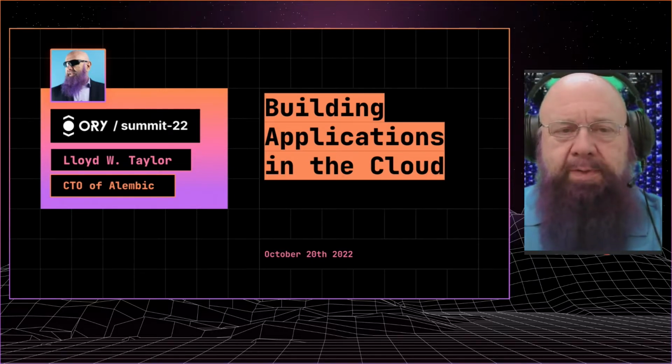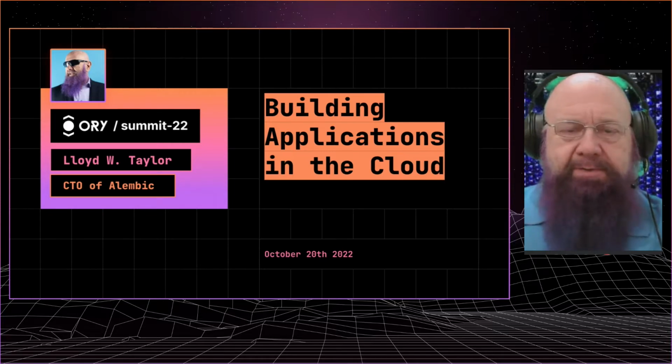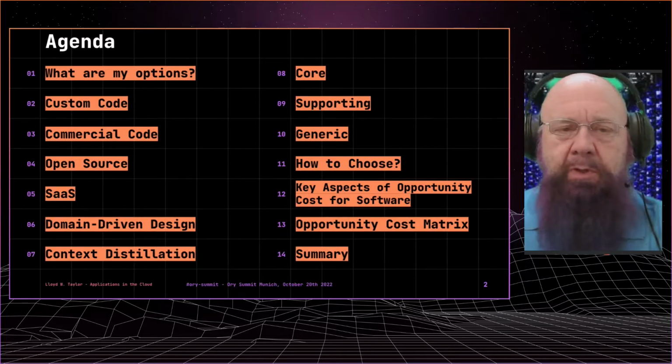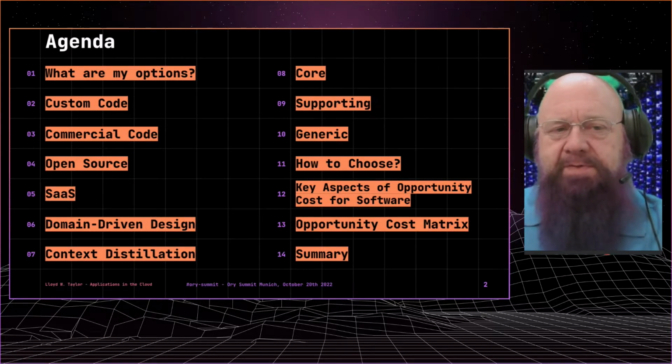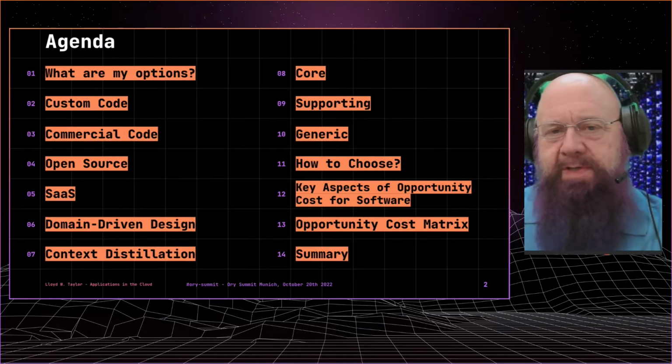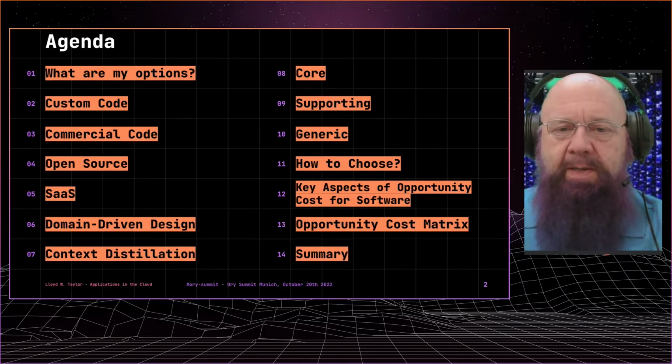So what I'm going to present today is a model that I've built over the years to try to guide decision-making about software development. Next slide, please. We're going to go over several things. Sort of what are my options? And obviously there's several. We're going to go over the model of domain-driven design, which I find very effective for making decisions. And then a decision matrix, which is based on thinking about opportunity cost, specifically opportunity cost for software development and operations. Next slide, please.